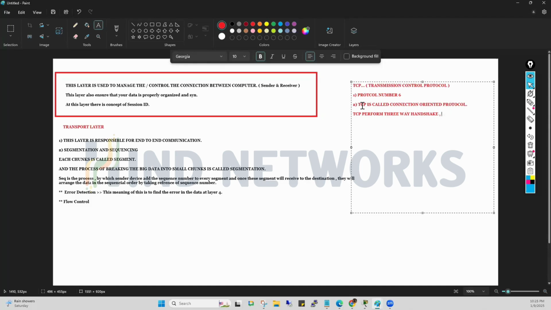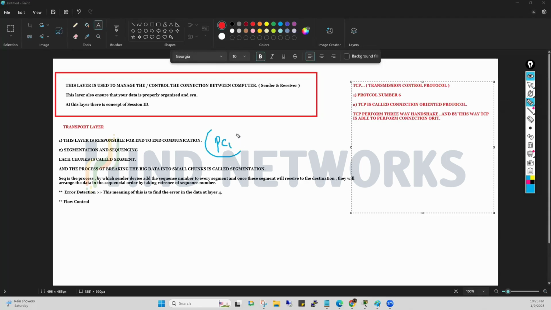Three-way handshake. And in this way, TCP is able to perform connection orientation. Clear, guys? Everyone? Yes or no? Understand? For example, try to understand, guys, everyone.